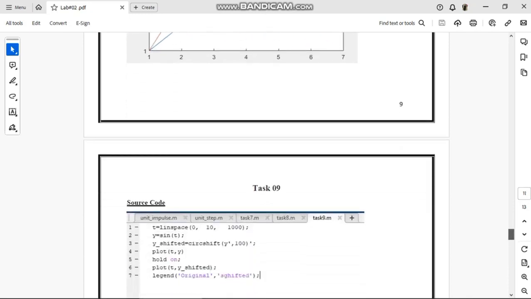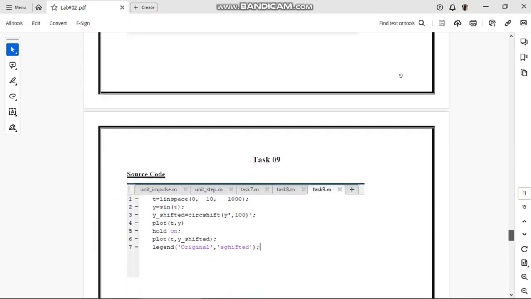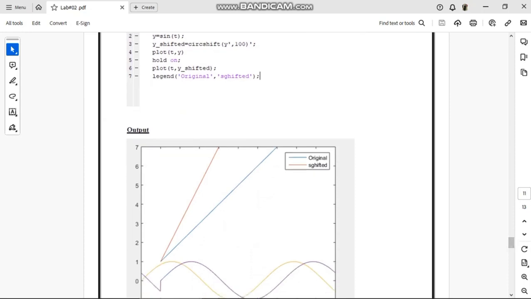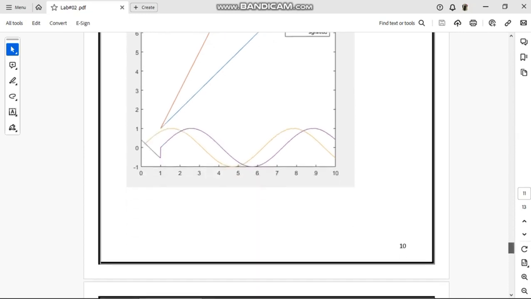In task 9 we have to perform shifting. In shifting we have t is equal to linspace 0 10,000, the sine function is being used, plot command is used, hold on, and again we have given the values for the legend, original and shifted. You can see the output, and in this output also the same case, the blue line is showing the original signal and the red line is showing the shifted signal.